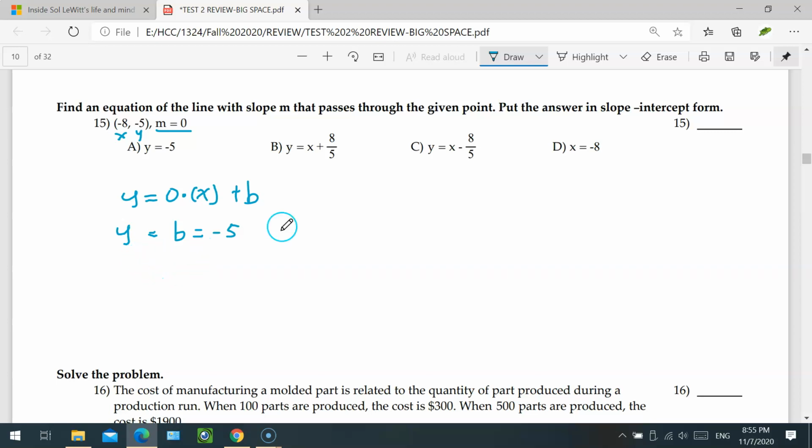Now we need to write down the equation. The slope-intercept form is mx plus b. And since m is 0, there is no m. Plus b, just b. So y equal b, that means y equal negative 5. And in fact, the solution is 0 already. So y equal negative 5.